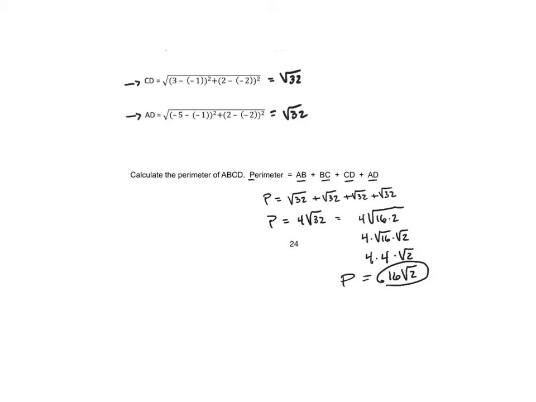So there you have it. Perimeter equals 4 square root of 32. Yes, the better answer is simplified to 16 square root of 2.